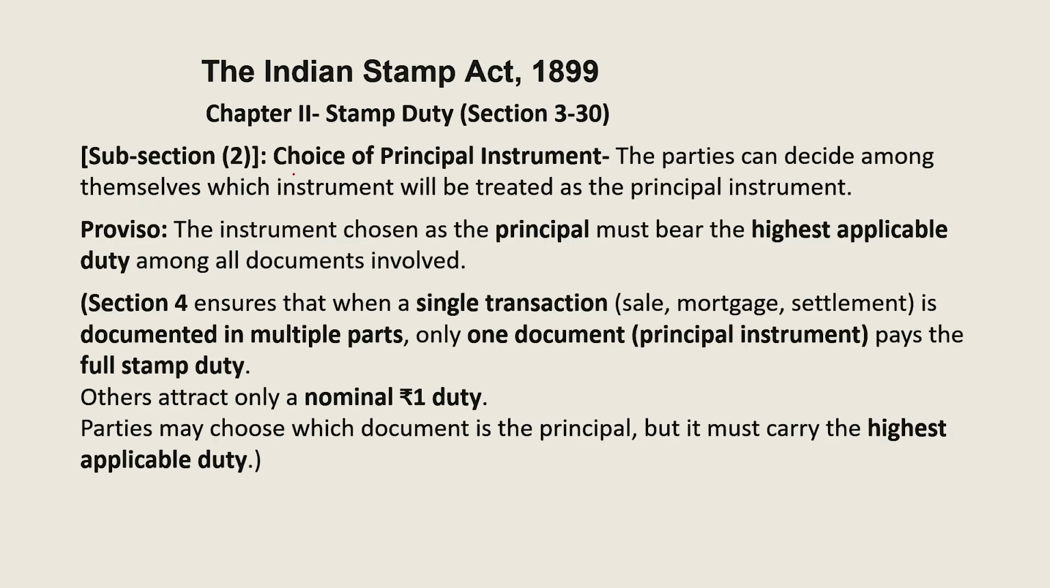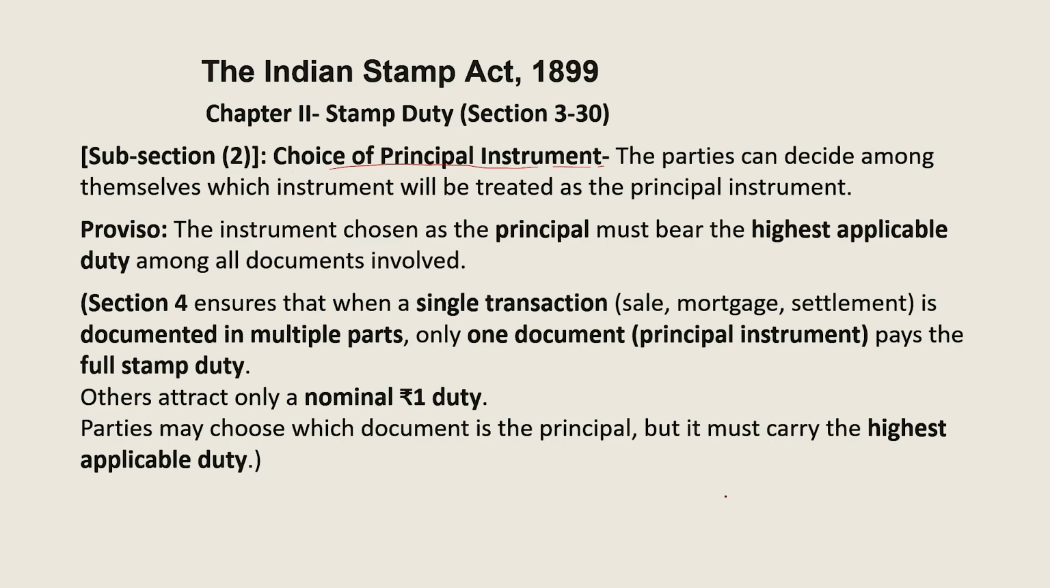Subsection 2 discusses the choice of principal instrument. So the parties can decide among themselves which instrument can be treated as the principal instrument. And the proviso of this subsection is that the instrument chosen as the principal must bear the highest applicable duty among all the involved documents.